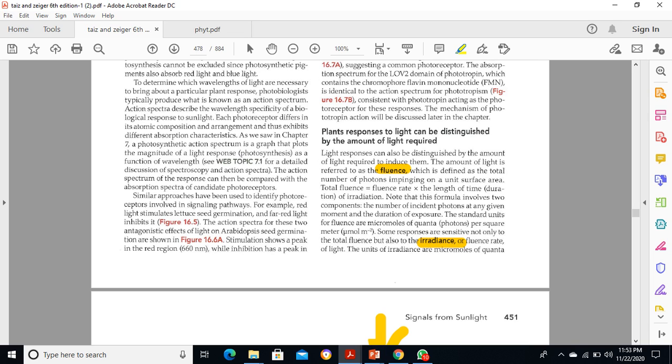That is the fluorescence. Irradiance means the amount of light received per unit area per unit time. That means in irradiance, time is also considered. So per unit area per unit time, how much light is perceived, that is the irradiance.